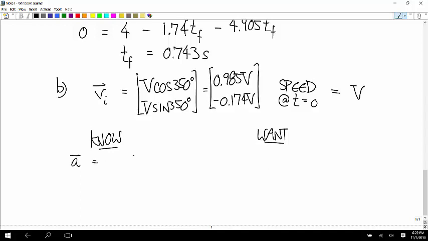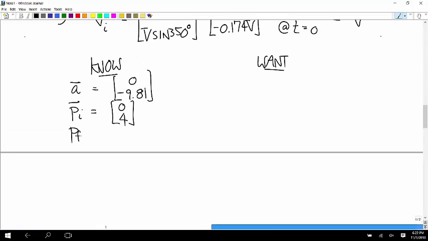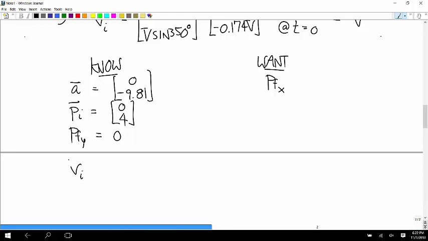We still know A is 0, negative 9.81. We still know P initial is 0, 4. P final, we only know the Y value of P final, and that's equal to 0. What we're trying to find is PFX. The initial velocity, we know it if we know that speed. So once we can find that speed, we know this. So I'm going to write that here, and it's equal to 0.985 V, negative 0.174 V, and we don't know the final velocity.